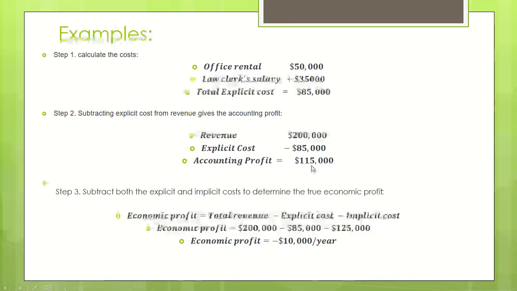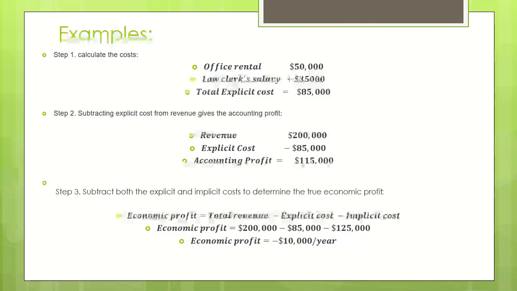So these calculations consider only explicit cost. To open his own practice, Fred would have to quit his current job where he is earning an annual salary of $125,000. This would be an implicit cost of opening his own firm.